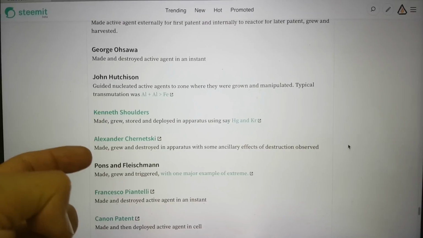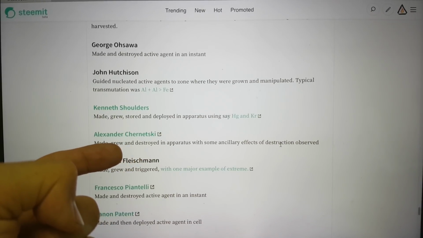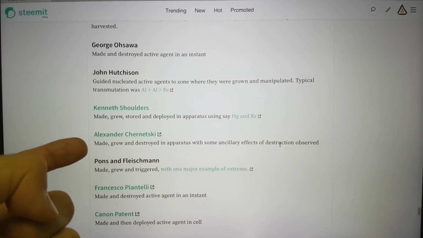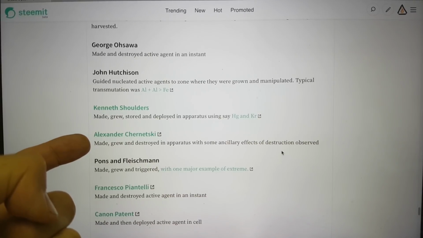Alexander Chernetsky made, grew and destroyed an apparatus with some ancillary effects of destruction observed. So it is absolutely clear to me that he was producing strange radiation given the observations that he claimed, and also evidence of cold electricity. He was definitely producing the active agent.